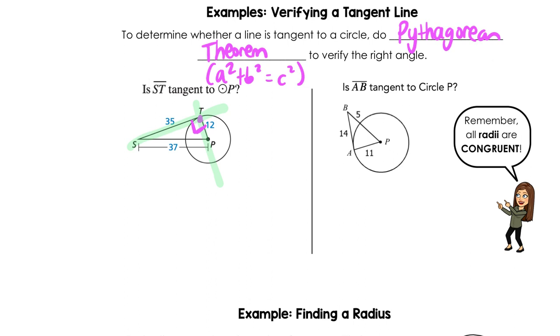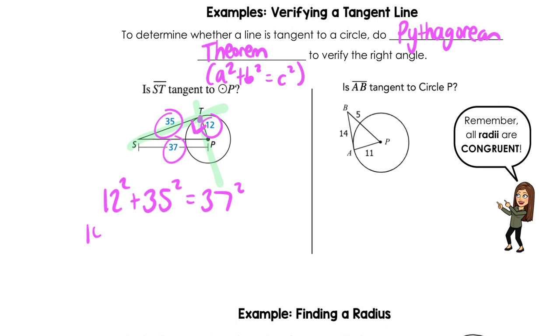So in the Pythagorean theorem, these would be your A and B. Your hypotenuse is the longest one, which is C. So it'd be 12 squared plus 35 squared equals 37 squared. So if that's true, the answer is yes.